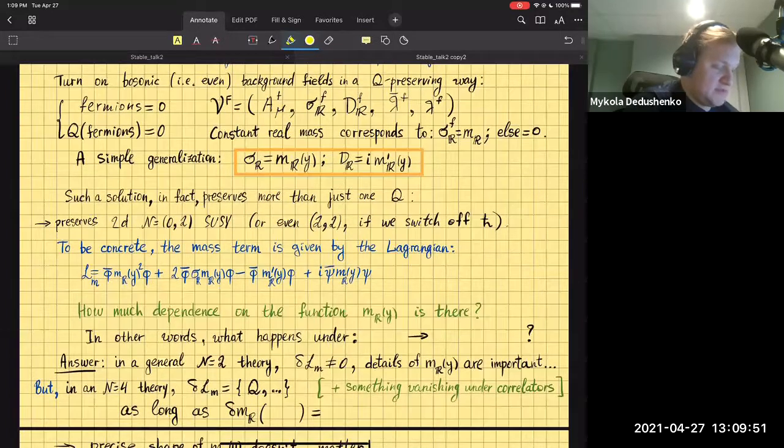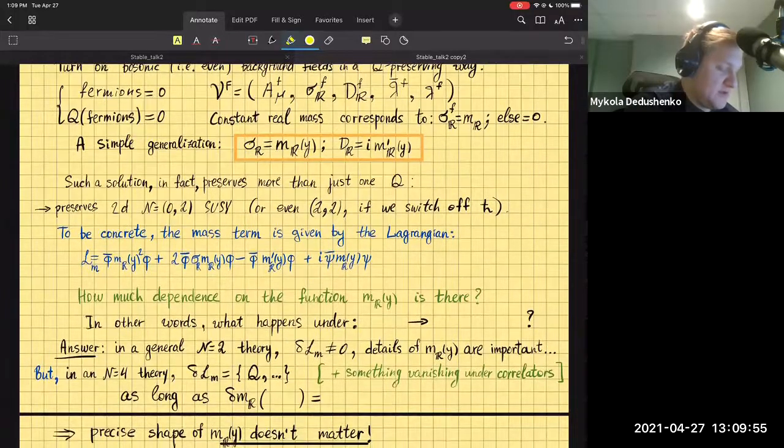Okay, so there's such a supersymmetric background, and one could ask how much it depends on this function m_R(y). In other words, what happens when you start varying m_R(y)? So if we take m_R(y) and change it a little bit.